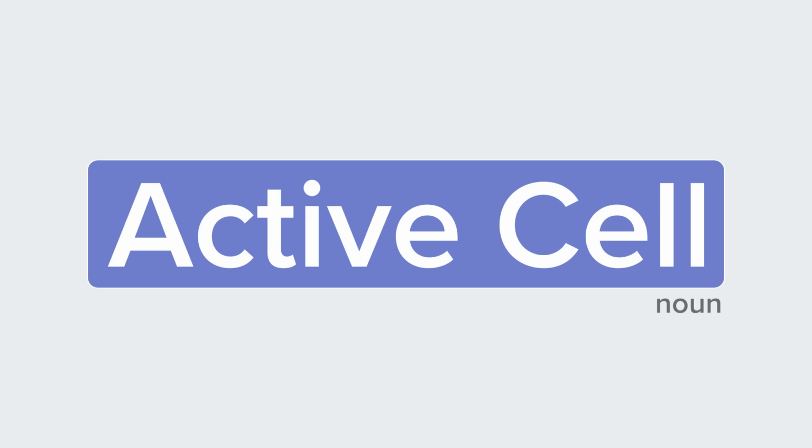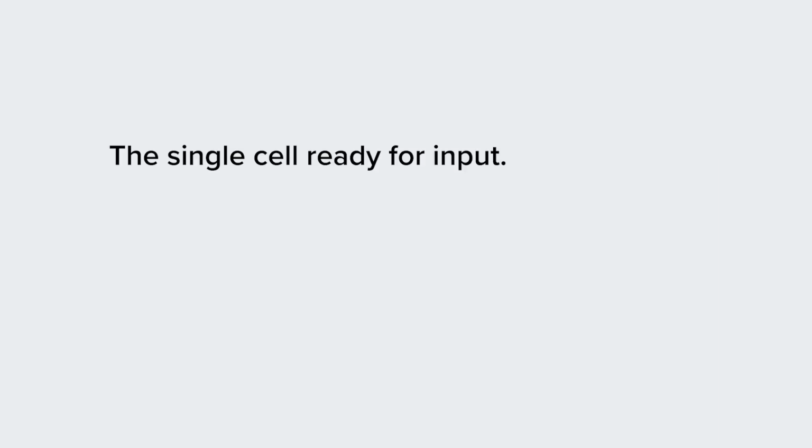This video explains what the active cell is. In simple terms, the active cell is the one cell in a worksheet that is currently selected and ready for input. Any typing or formula you enter will go into the cell. The active cell matters because it controls where your data goes.